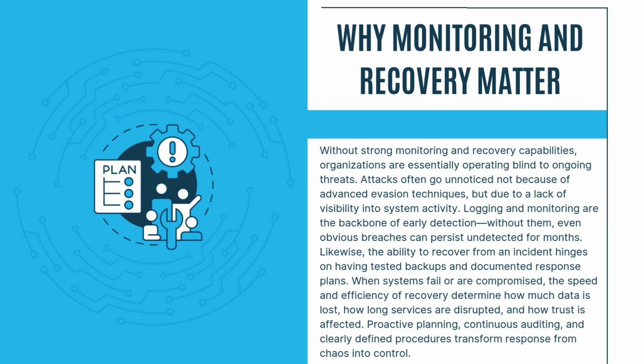Monitoring and recovery are critical because they turn unpredictable chaos into manageable risk. Cyber attacks and failures often go unnoticed, not because attackers are highly sophisticated, but because organizations lack proper visibility into their systems. Continuous logging and auditing help you identify anomalies early, while recovery planning ensures minimal downtime when something does go wrong. Without these capabilities, incidents can linger undetected for months, causing immense data loss, reputational damage, and compliance violations. The ability to detect threats early and recover quickly from disruptions is what defines an organization's true cybersecurity maturity.